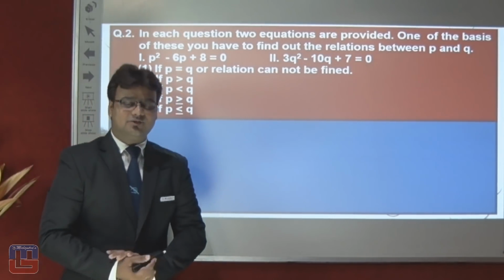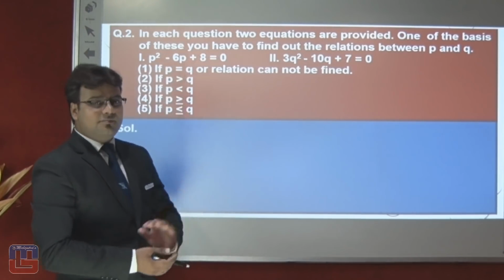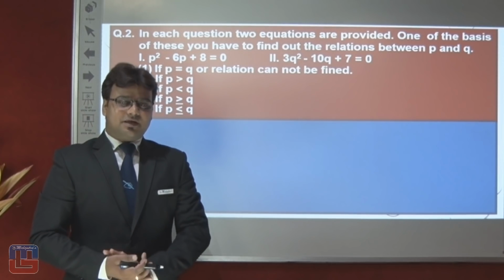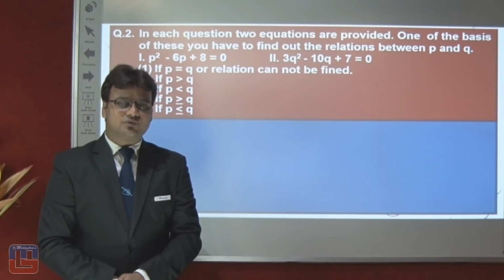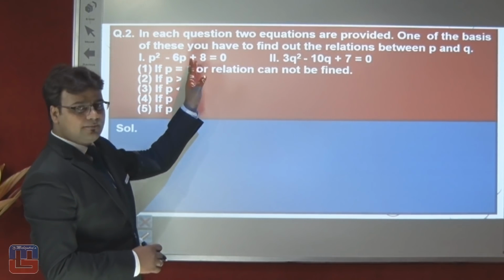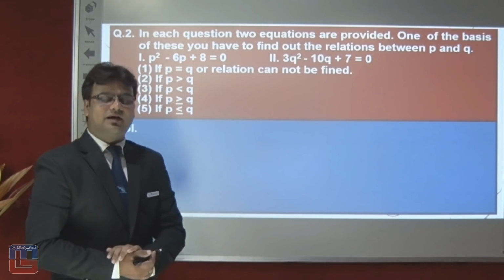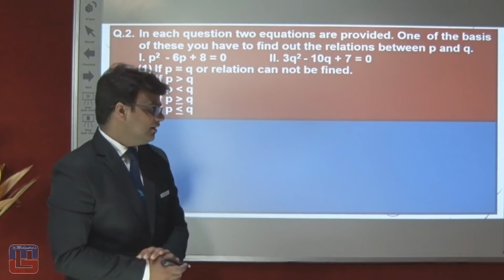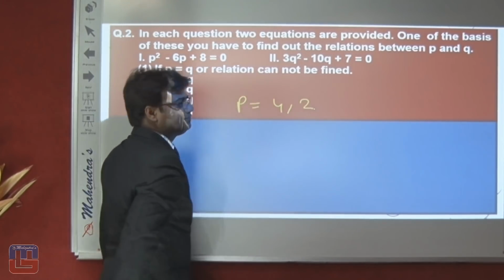This question is also based on inequality. The first equation is P square minus 6P plus 8 is equal to 0, and the other equation is 3Q square minus 10Q plus 7 is equal to 0. If we factorize 8 in this way to get 6 by addition, 4 twos are 8, that means P values are 4 and 2.